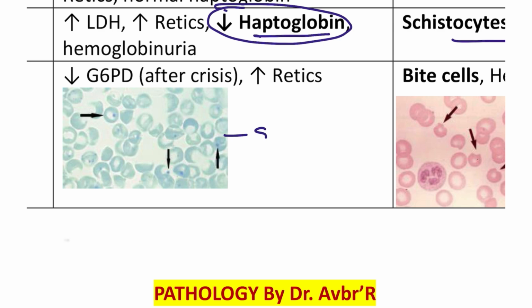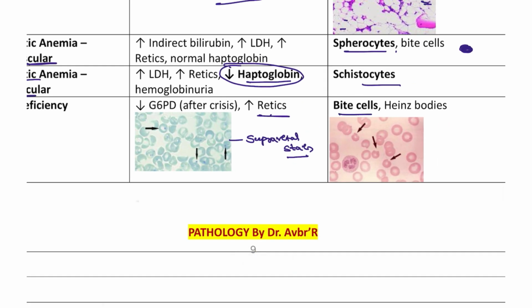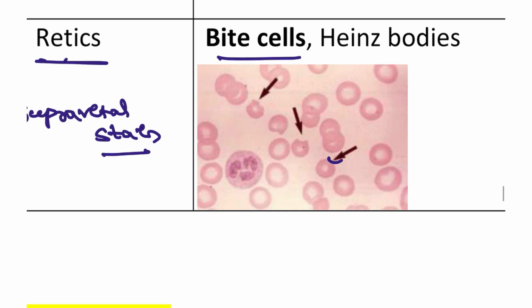G6PD deficiency: there you are going to see increased retic counts. What is the stain that we are using here? This is the supravital stain, seen only for the reticulocytes. And bite cells and Heinz bodies: here you can see these are the bite cells, and this is the Heinz bodies that is seen.